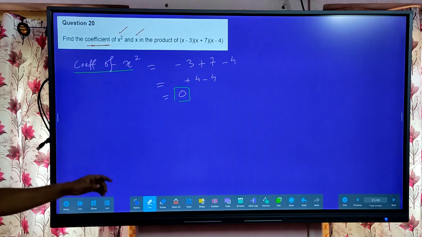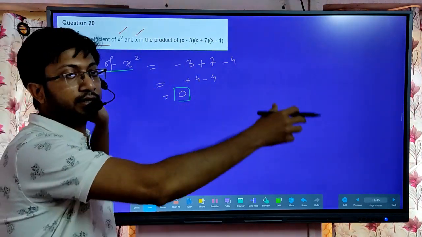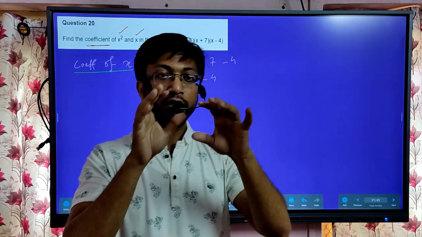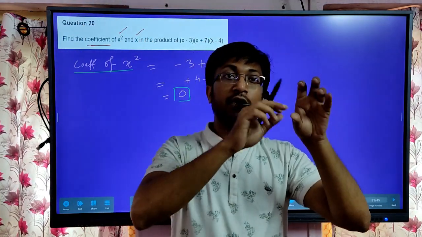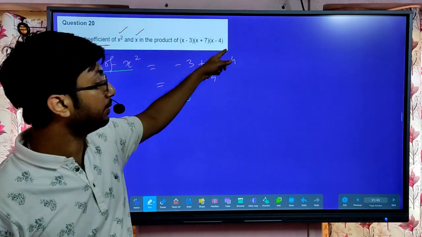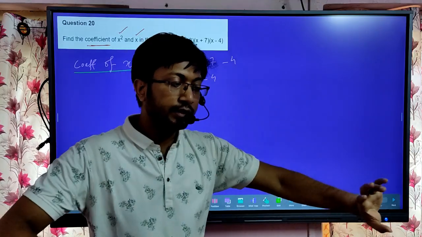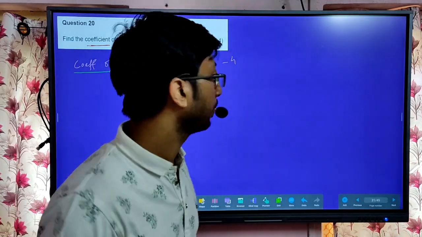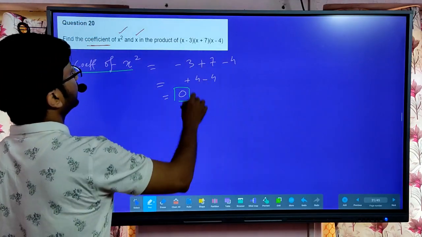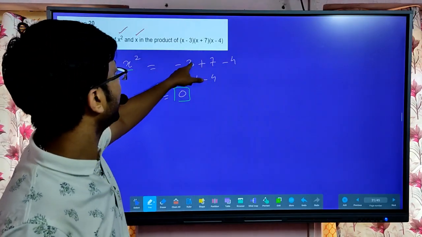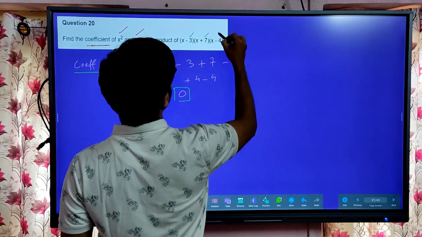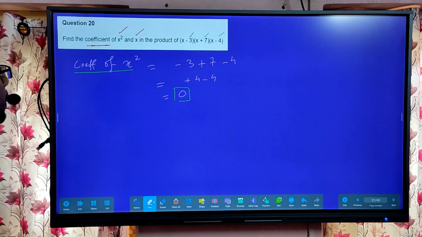It means in your product, when you expand it, there will be no x squared term. Coefficient of x square is 0 means 0 into x square, so x square will vanish. In the final answer, if you are going to multiply it, you will see in the final answer there will be no x square term. Okay, but in this question you don't have to multiply this, you just need this. So coefficient of x square is a plus b plus c. A means this one, a b c. Okay, coefficient of x square.